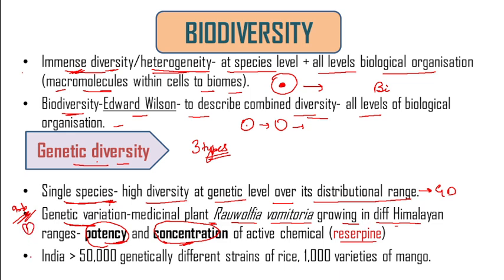Now another example. This is the first example, and this is another example. India has more than 50,000 genetically different strains of rice. The third example, there are 1,000 varieties of mango present in India. So these are the examples of genetic diversity: 1. Rauwolfia vomitoria, 2. rice strains, and 3. mango.